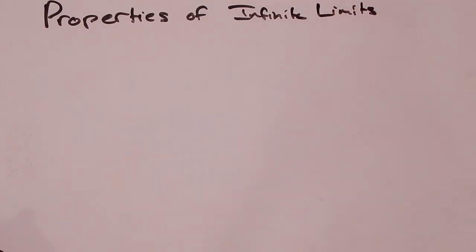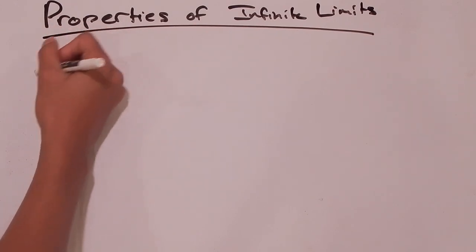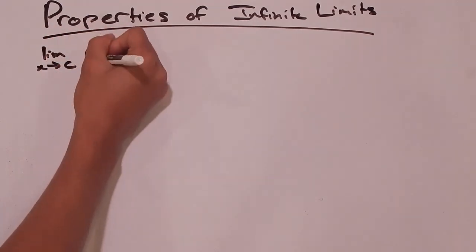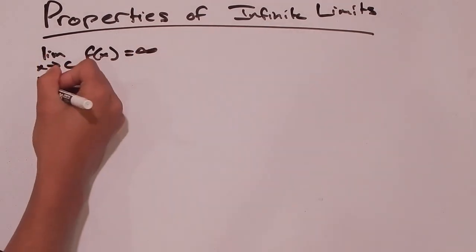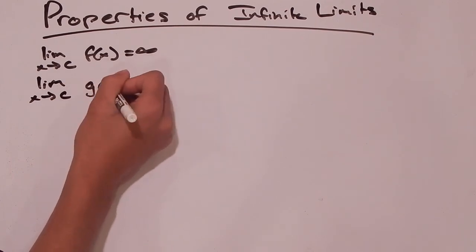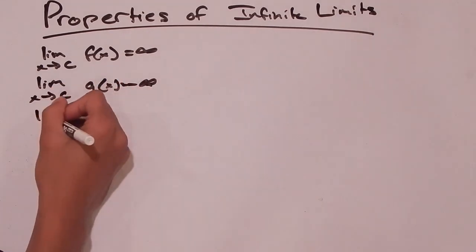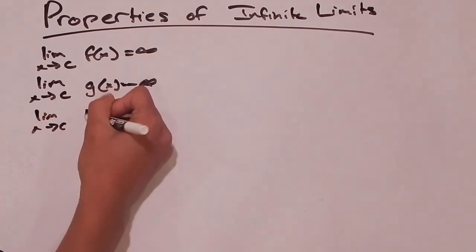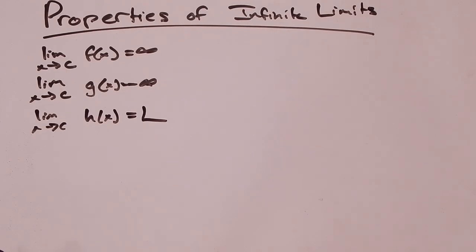And what we have for these properties right here, we're going to let the limit as x goes to c of f of x equal infinity. We're going to let the limit as x goes to c of g of x be negative infinity. And we're going to let the limit as x goes to c of h of x be L. And let's look at some of the properties we get.